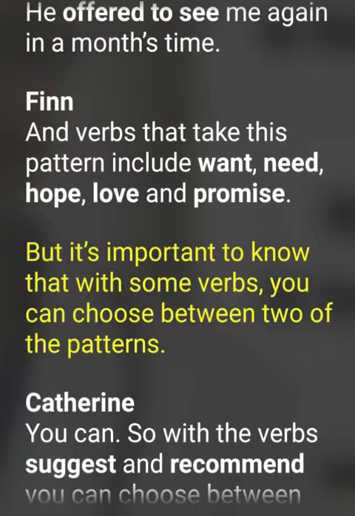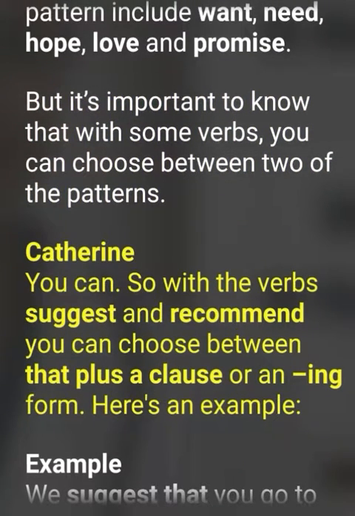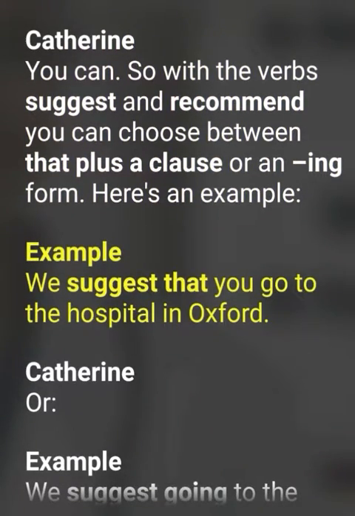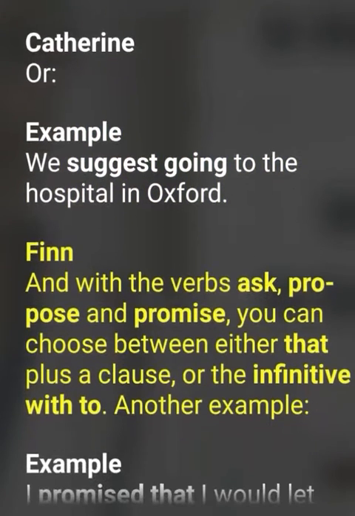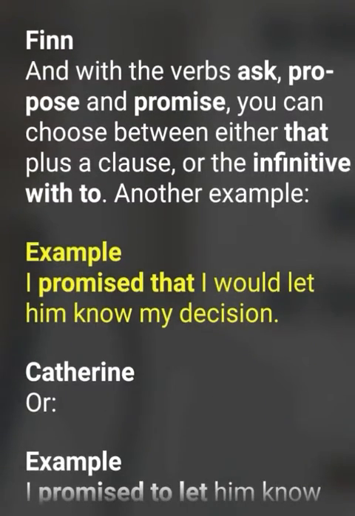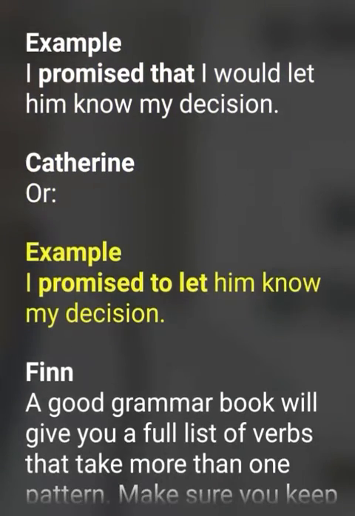But it's important to know that with some verbs, you can choose between 2 of the patterns. You can. So, with the verbs suggest and recommend, you can choose between that plus a clause or an ing form. Here's an example. We suggest that you go to the hospital in Oxford. Or, we suggest going to the hospital in Oxford. And with the verbs ask, propose, and promise, you can choose between either that plus a clause or the infinitive with to. Another example. I promised that I'd let him know my decision. Or, I promised to let him know my decision.